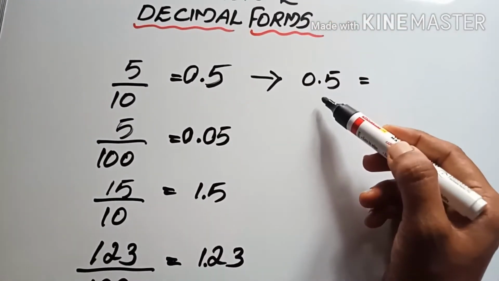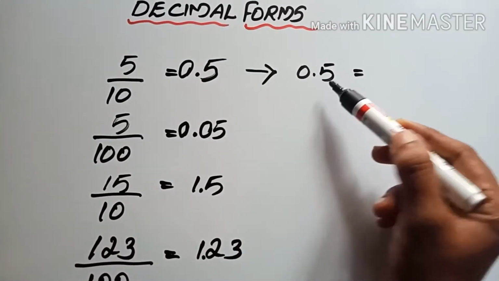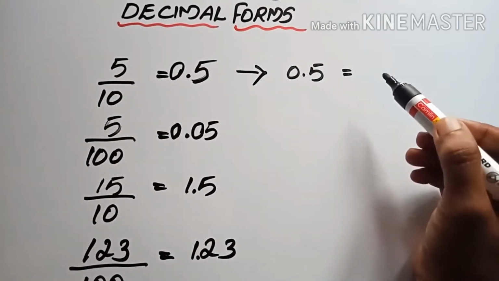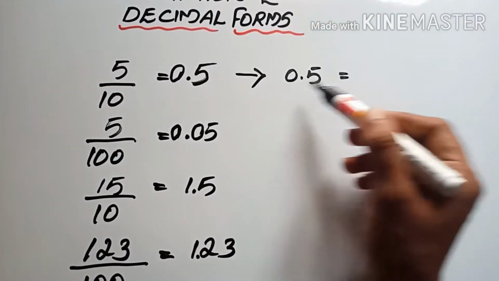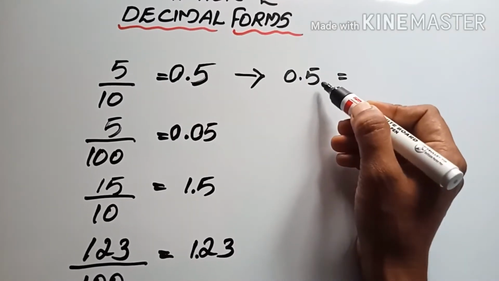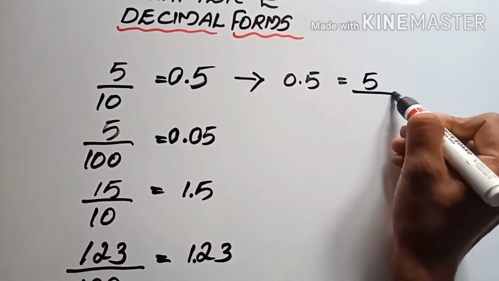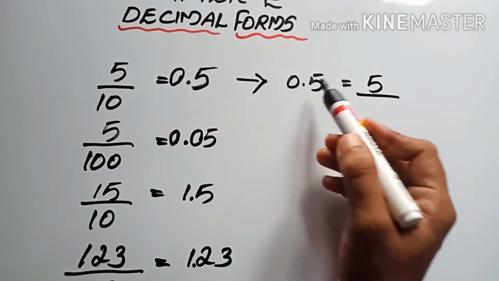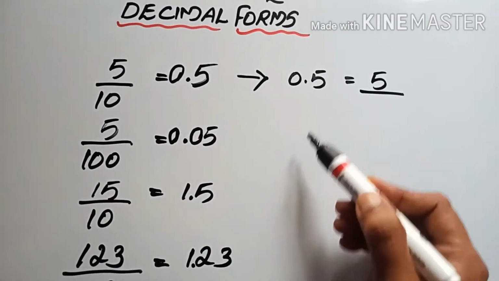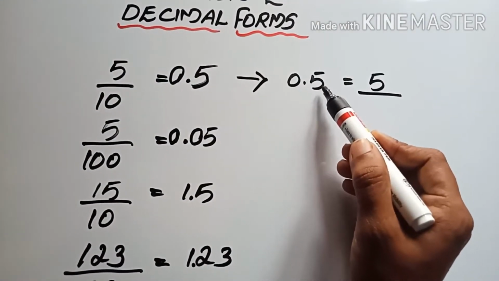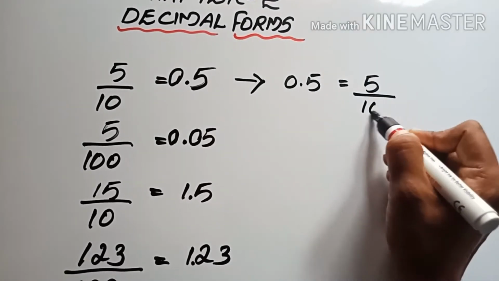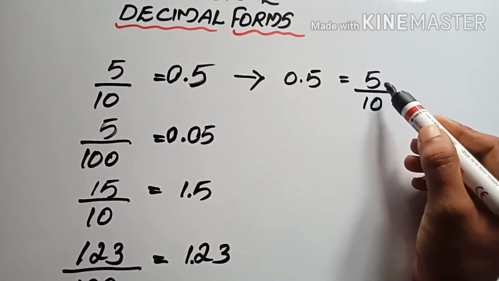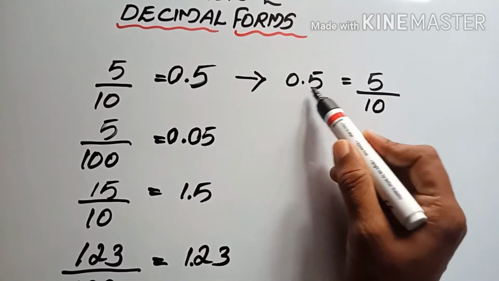Let's consider the same example here: 0.5. We need to write 0.5 as a fraction. For that, just write the number first. Here the 0 no need to consider, so the number is 5. Then, how many numbers after this point? That you need to count. Only one number. So only one number means 1 zero, so you need to write 10. So 5 by 10 is the fraction form of 0.5.